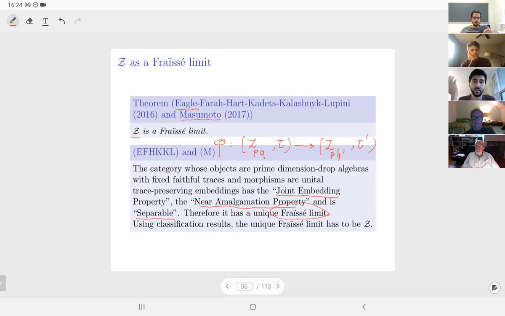After showing that there must be a Fraïssé limit in this class, then they use some classification results to show that the unique Fraïssé limit has to be Z. For example, I think they use basic to show that this Fraïssé limit has to be simple and monotracial. And then they use the classification of Jiang and Su themselves to show that then it has to be Z.